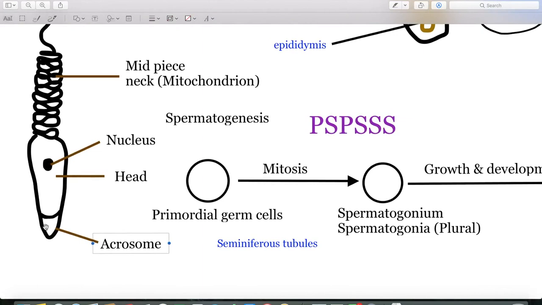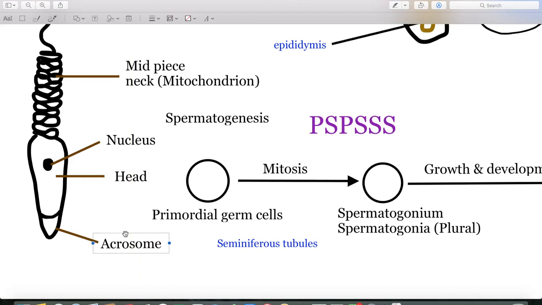So in front here, it is known as the acrosome. The acrosome is made up of hydrolytic enzymes, something like a lysosome, but we call it the acrosome. It is located at the tip of the sperm cell's head. When it meets the egg, the secondary oocyte, it needs to penetrate the egg. So how do they penetrate? They use the hydrolytic enzymes stored inside the acrosome.